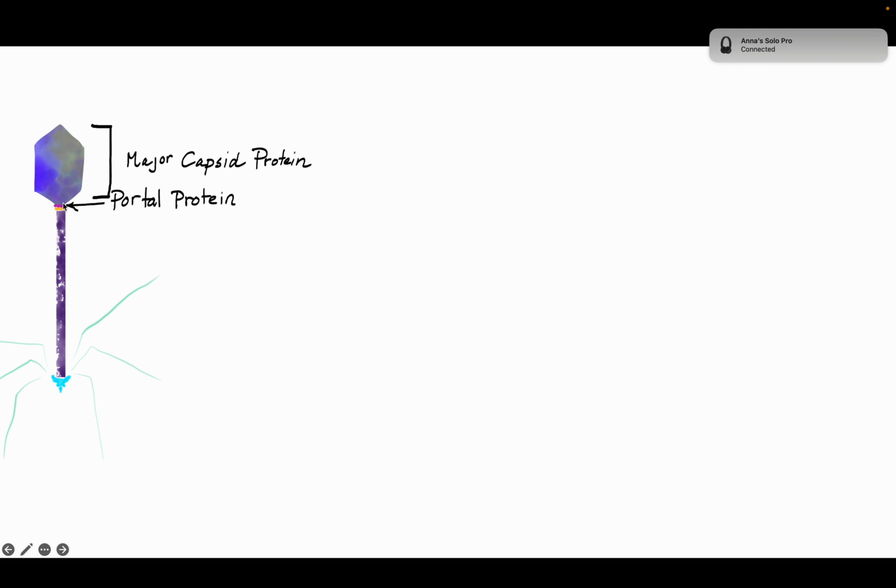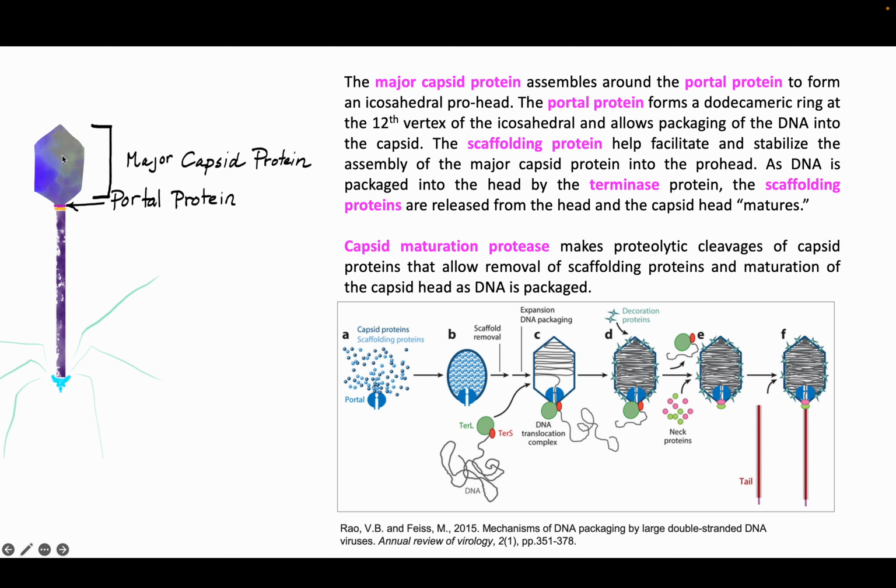So the next protein that I want you to learn about is the portal protein. And the portal protein forms a dodecameric ring, which essentially means 12 portal proteins come together to form a ring, and they kind of form the opening of the 12th vertex of this icosahedral capsid. So let's talk a little bit more about how the major capsid protein assembles to form this icosahedral head.